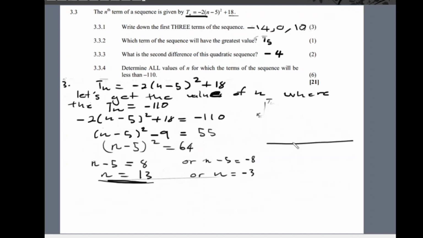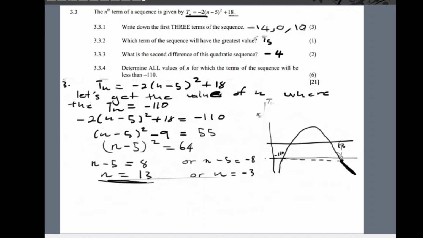So now we have this sketch, right? We know that when n is equal to 13, this function here will be equal to minus 110 at some point. This is just a picture to demonstrate. And then we want the values of n where this function will be less than minus 110. So when you go to the right of 13, already you see this graph falls below minus 110.